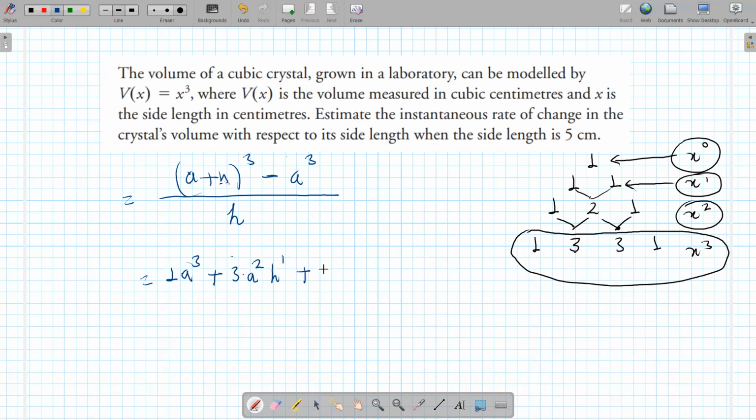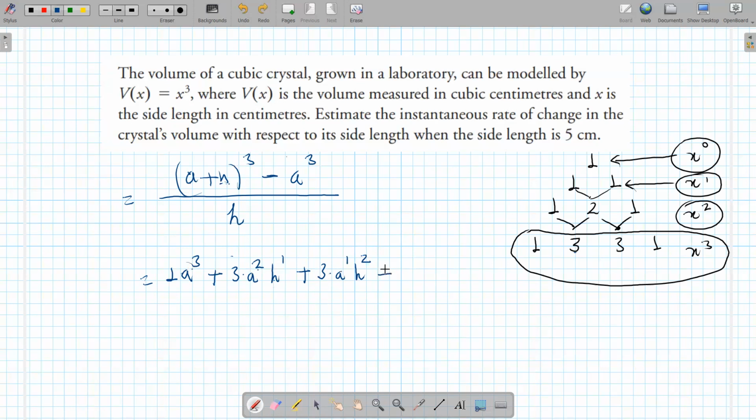So the next term will have coefficient 3. What will be the power of a here? The power of a has been going down, so it'll be 1. What will be the power of h? It'll be 2. The powers in here always add up to 3, whatever this is. So here the power of h will be 2.